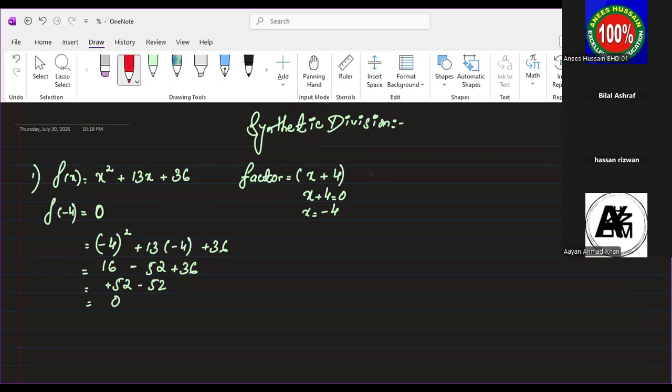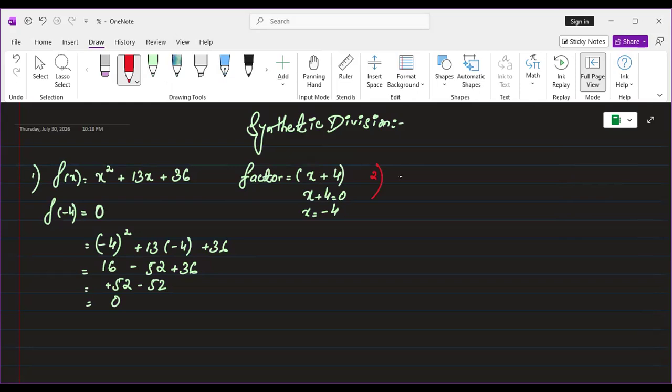So for example, let's suppose, next question. It says, what is the remainder when f(x) equals x square plus 7x plus 10 is divided by x minus 4? So how are you going to solve this?